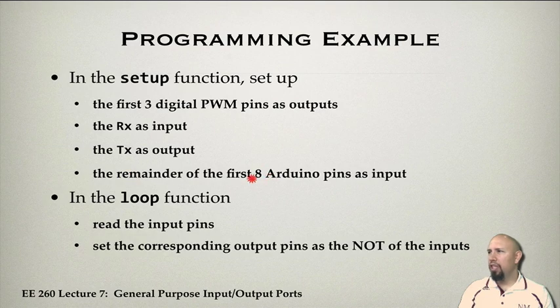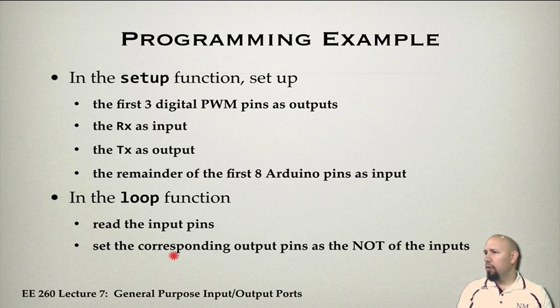Then the remainder of those first 8 Arduino pins as input pins. So we're going to be using the first 8 Arduino pins, and we want to set them up this way. The remainder are input pins; these are output pins, and that's an output pin. So that's what we want to have in the setup part of the program. In the loop part of the program, we want to be reading those pins that we've set up to be input pins and set the corresponding output pins as the not of the inputs.